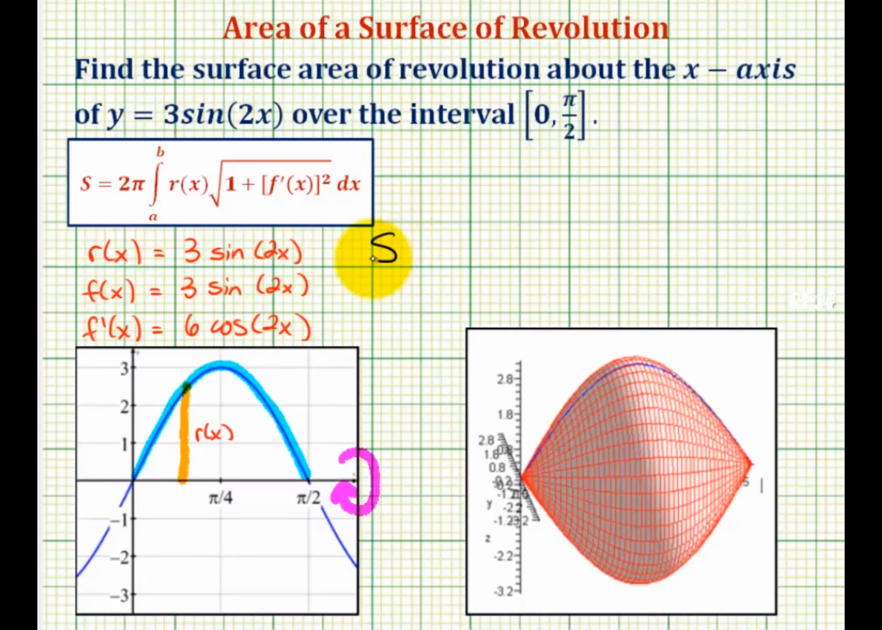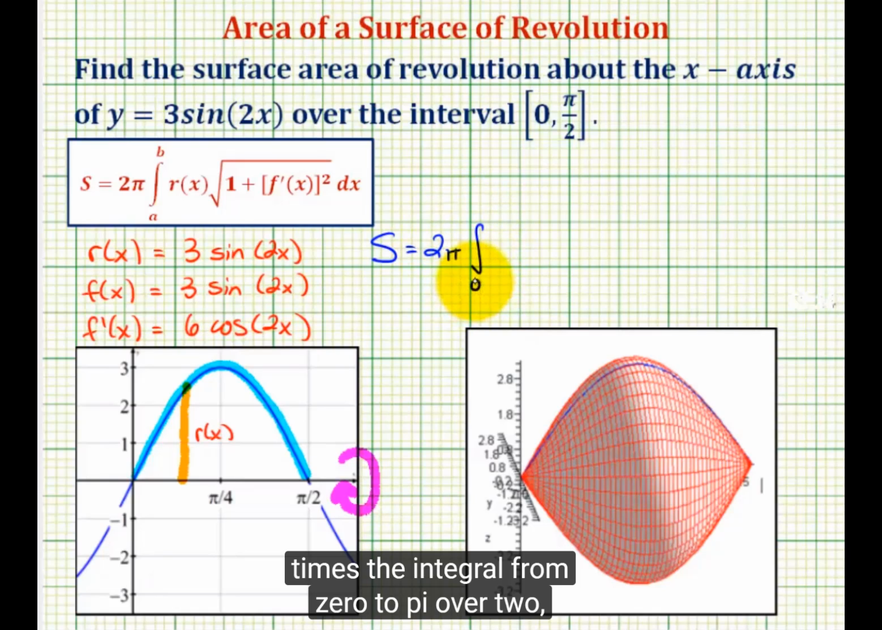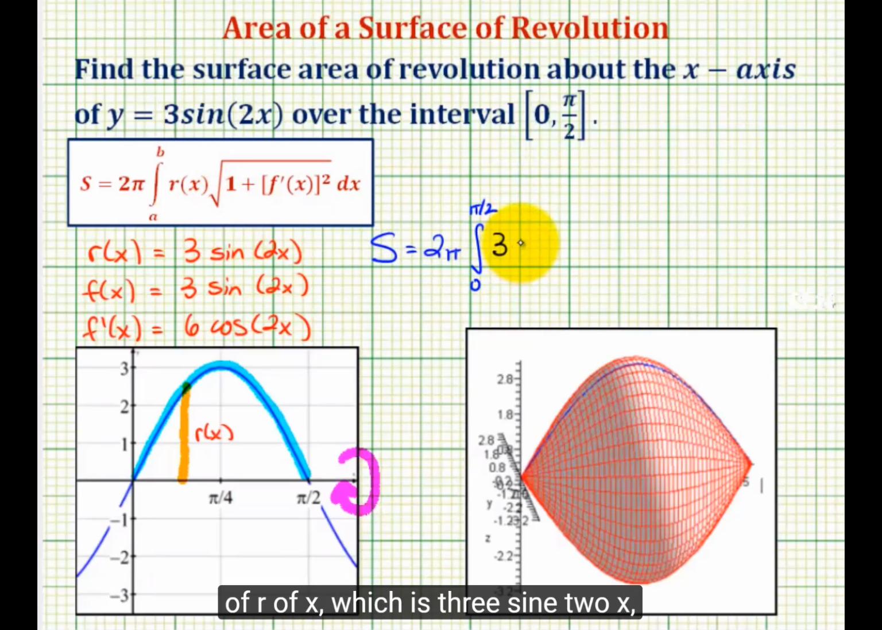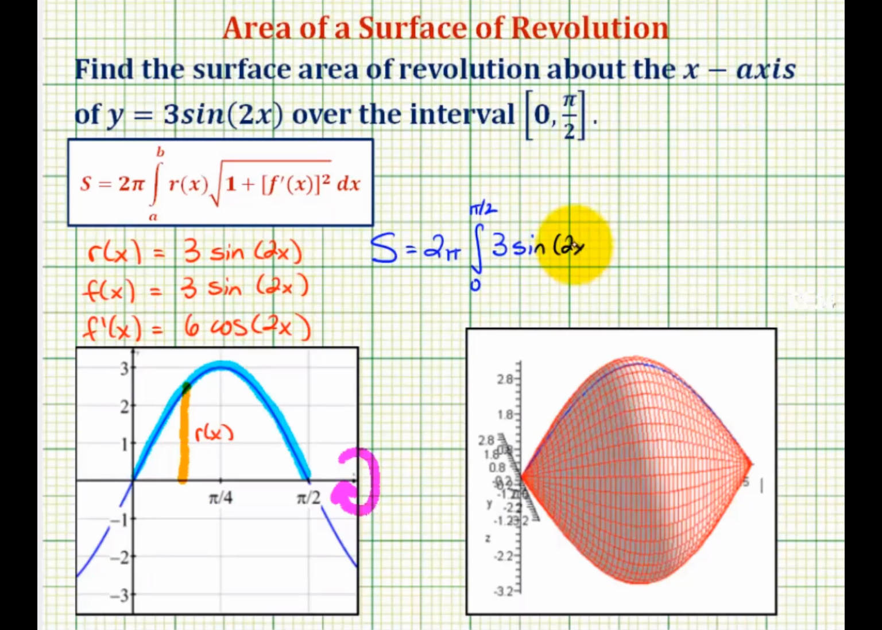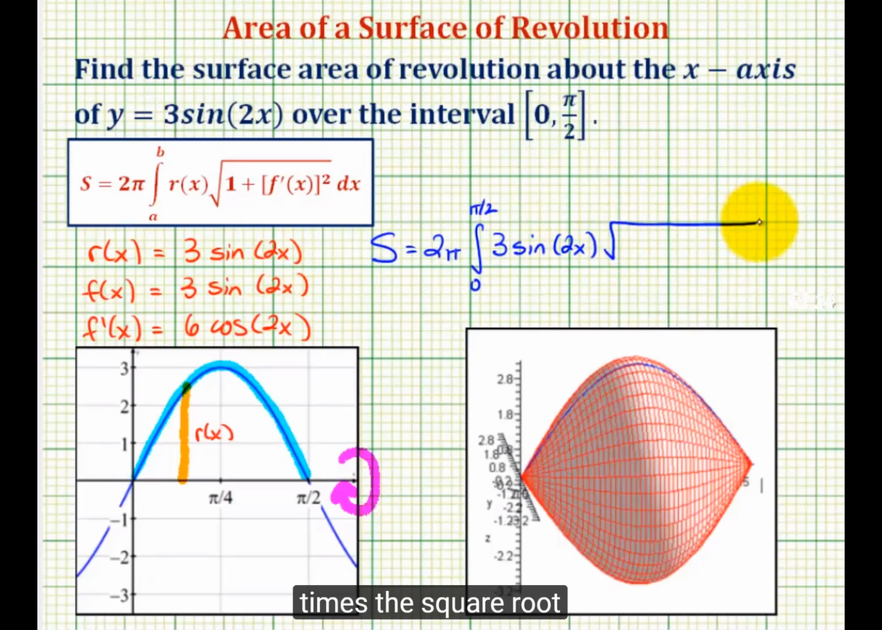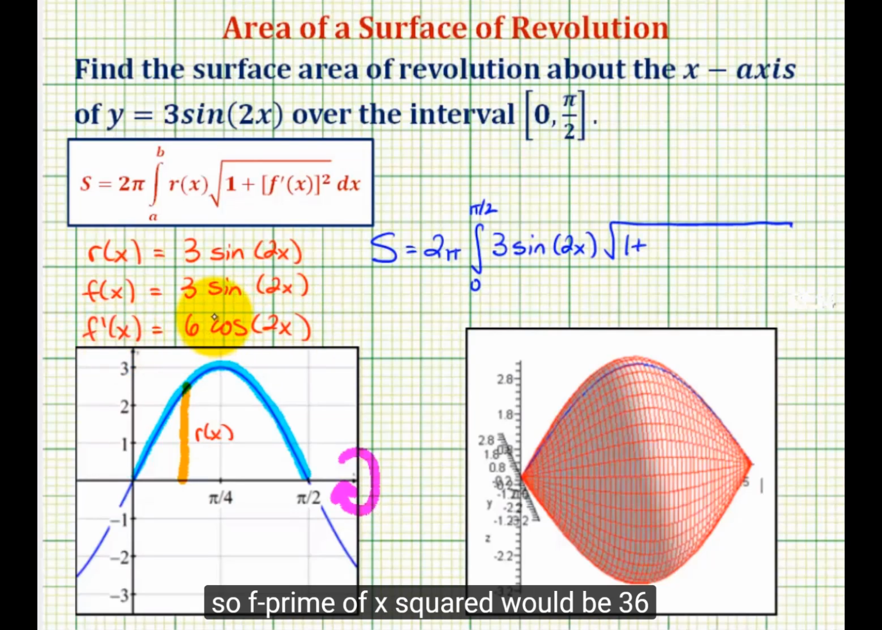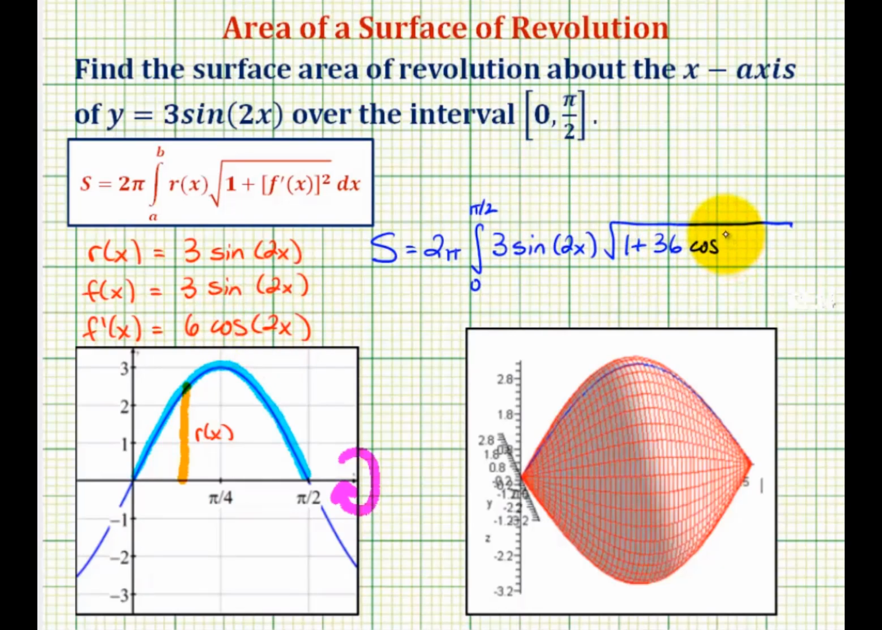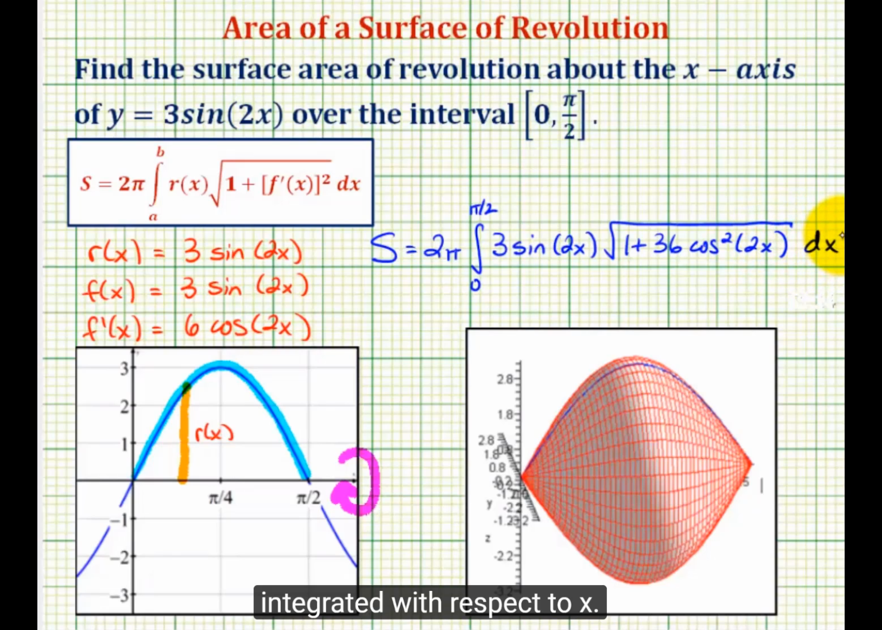which means the surface area is equal to 2 pi times the integral from 0 to pi over 2 of r of x, which is 3 sine 2x, times the square root of 1 plus f prime of x squared. Well, here's f prime of x, so f prime of x squared would be 36 cosine squared 2x, integrated with respect to x.